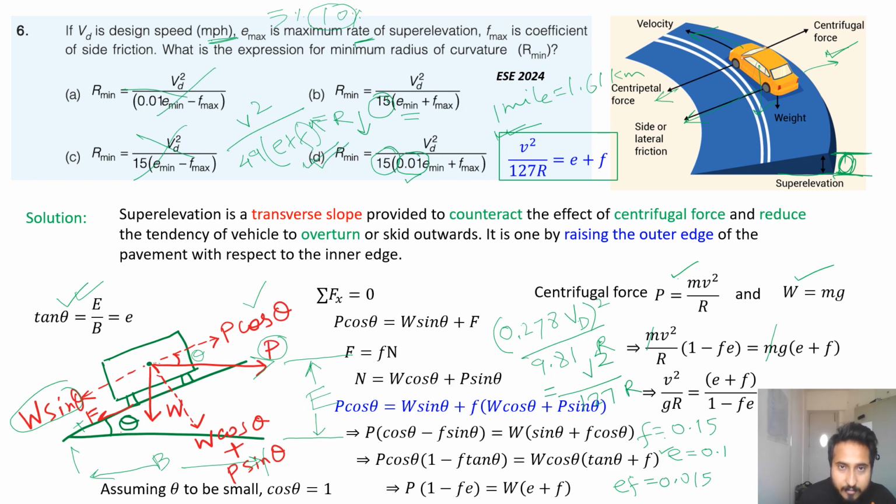But still it's a bit confusing here to get the correct answer. But the basics that have been covered here will be required for all exams. All exams will be requiring this superelevation and friction factor. The maximum value of e is 0.1, but in normal roads on plain terrain it's 0.07. And the maximum value of the friction factor is 0.15. Okay, thank you.